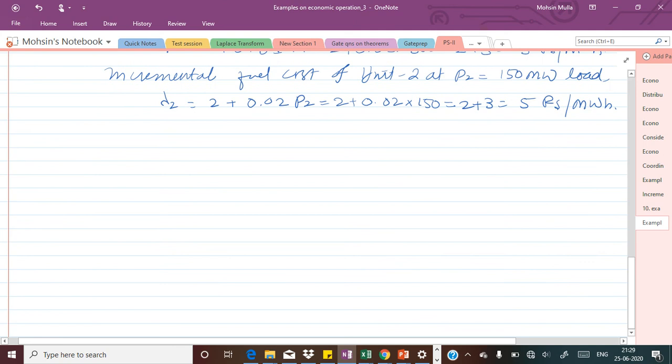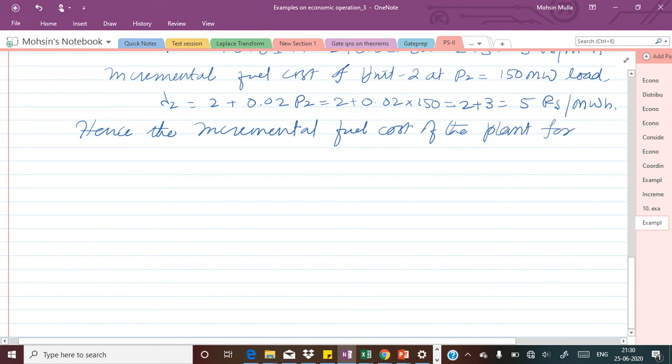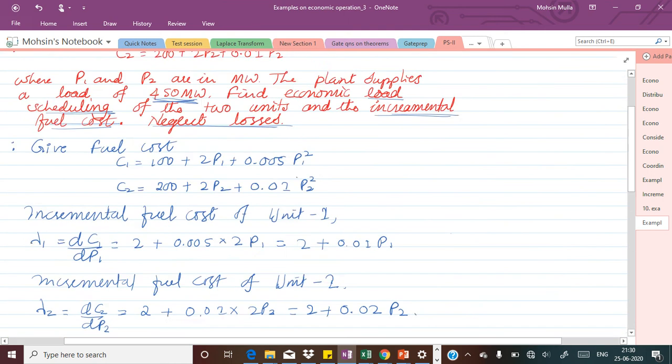Okay, so finally we can write that hence the incremental fuel cost of the plant for economic operation is rupees 5 per megawatt hour. Okay, so that is it for this particular problem. This is how you can solve for the given information here.